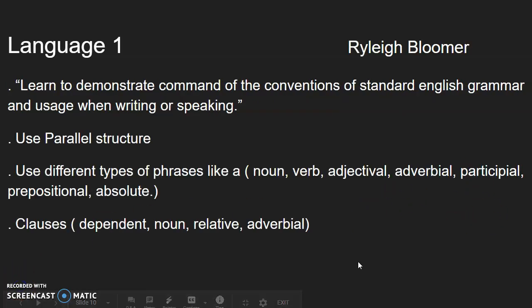Language 1: learn to demonstrate command of the conventions of standard English grammar and usage when writing or speaking. Use parallel structure. Use different types of phrases like noun, verb, adjectival, adverbial, participle, prepositional, and absolute. Also clauses: dependent, noun, relative, and adverbial. And basically this is to convey specific meaning and add variety and interest to writing or presentations.